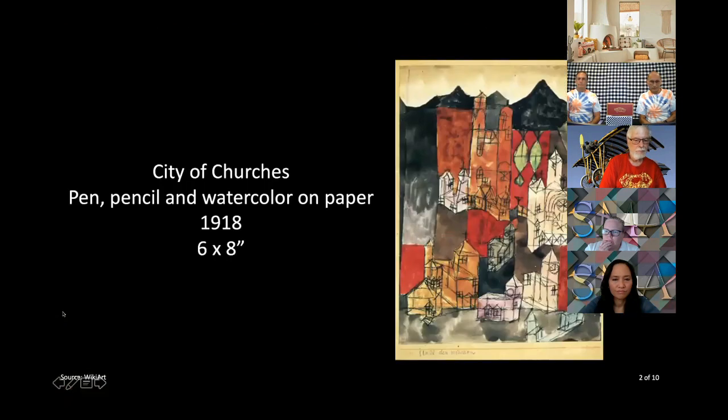So here we can see Klee's interest in drawing. We're going to move chronologically today. And obviously, he started out focusing on his drawing as a draftsman. This is one of his earlier works. City of Churches is a study of line and form to create these three-dimensional buildings. The use of color is almost like a secondary aspect that makes this piece more dynamic, but it's really about the different lines of this piece.